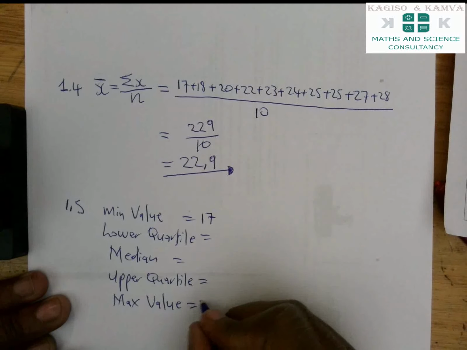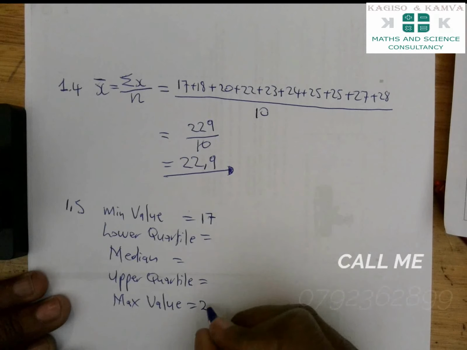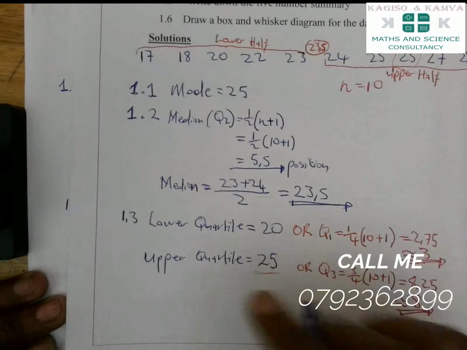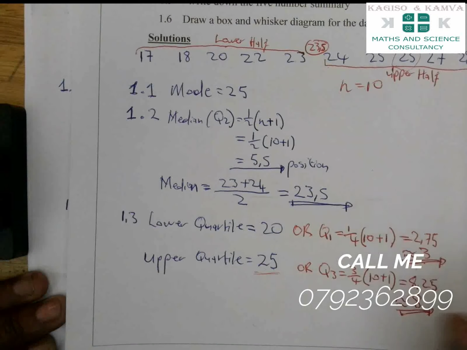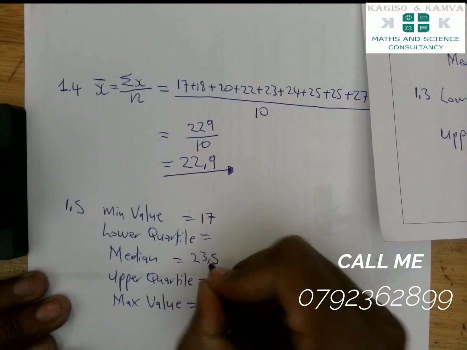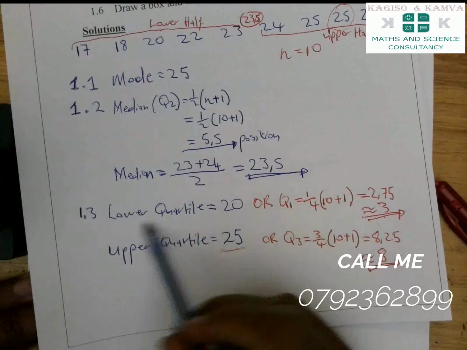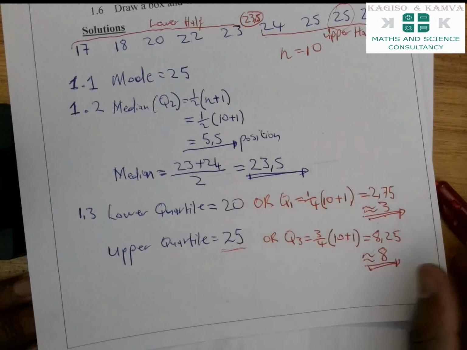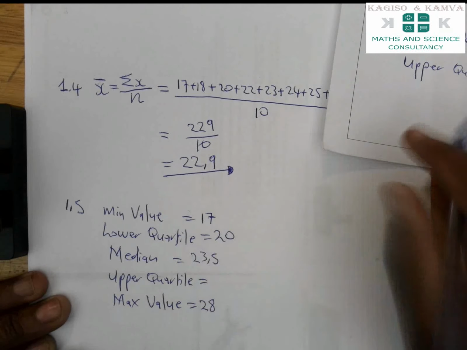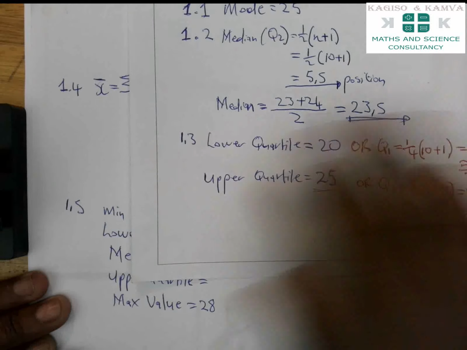That will be 28, and then we have 23.5 as our median, and then the lower quartile is equal to 20, and then the upper quartile is equal to 25.